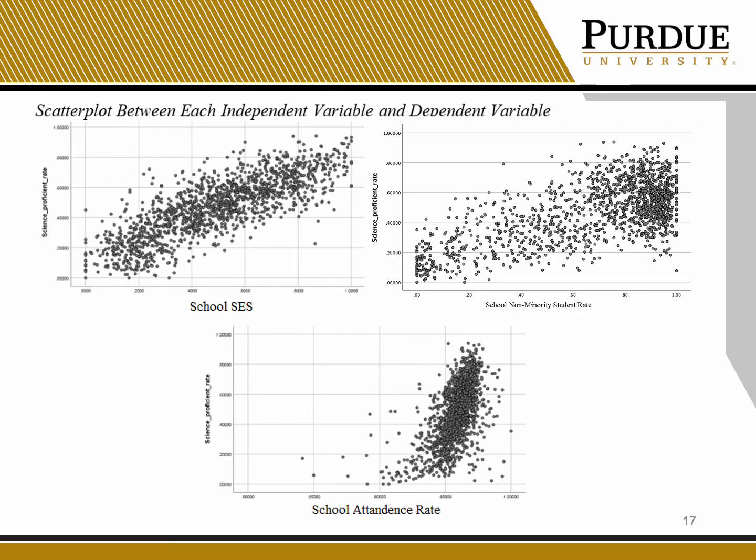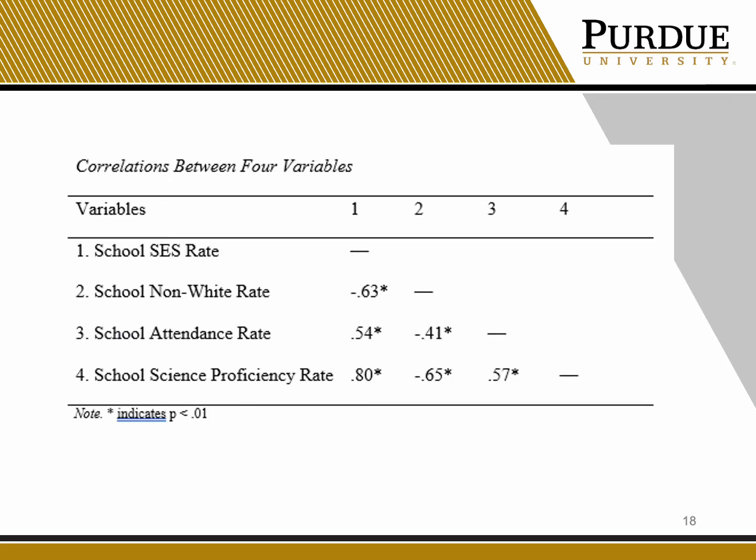In this slide, you're seeing scatter plots between each independent variable and the dependent variable. As you can see, all independent variables show a linear correlational pattern with the dependent variable. In this table, we showed you the correlations between 4 variables. To address the multicollinearity issue, none of the correlations among independent variables are above 0.7, so we can simply say that there is no multicollinearity issue.